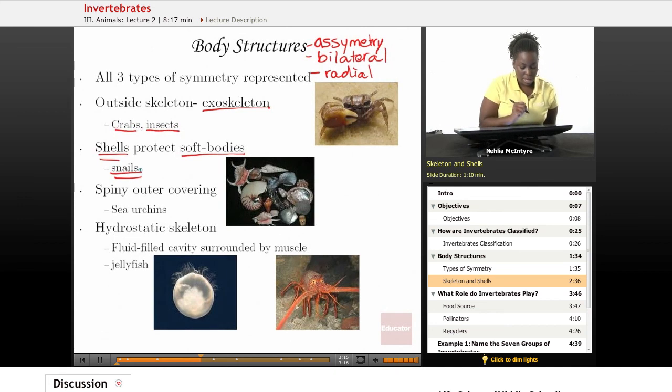There can also be animals that have a spiny outer shell or outer covering, such as the sea urchin. And then finally we have what we call a hydrostatic skeleton, and this is more like, you wouldn't necessarily think of it as a hard skeleton, but more of a fluid-filled sac or cavity surrounded by muscles. And you would see this type of skeleton in an organism like a jellyfish.